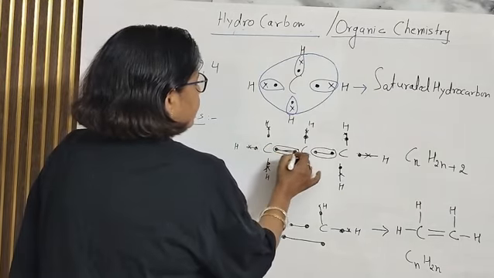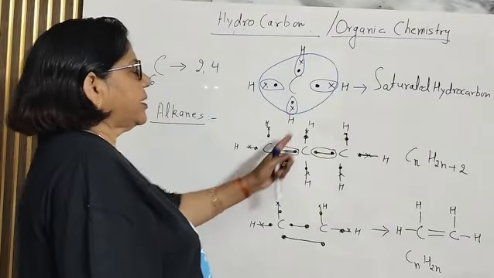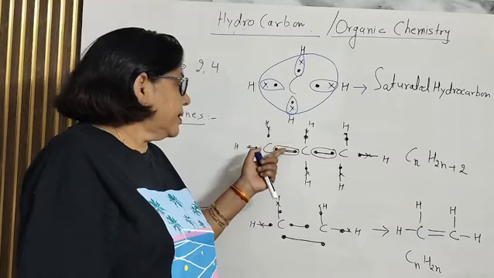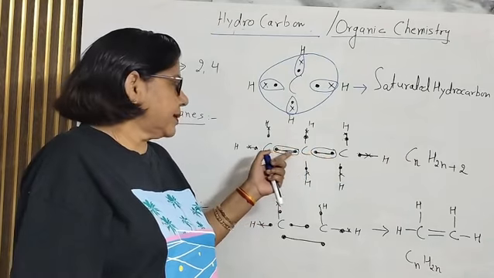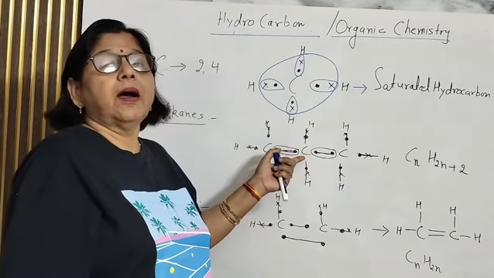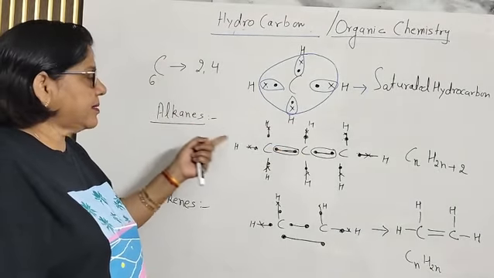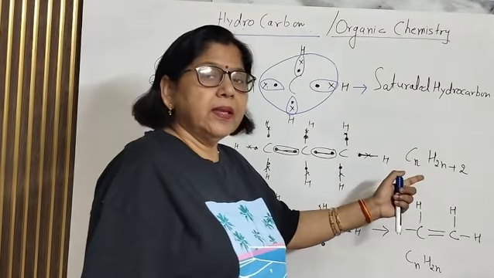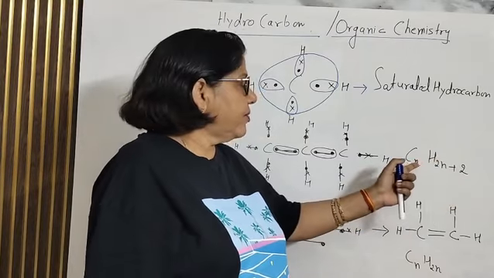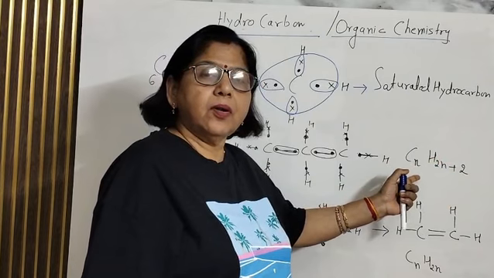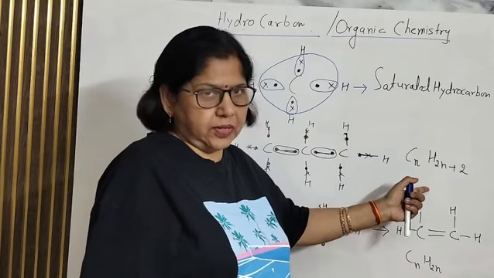So this results in a single covalent bond between the carbon atoms, right? Between these two, this is a covalent bond, this is a covalent bond, this is a covalent bond. Such type of molecule, where there is a single covalent bond between the 2 carbon atoms, is known as what? Alkanes. And alkanes have the general formula CnH2n+2, where n stands for the number of carbon atoms in the molecule.